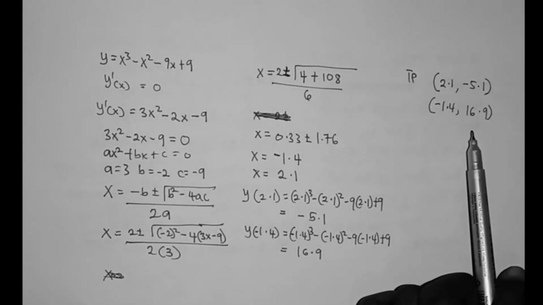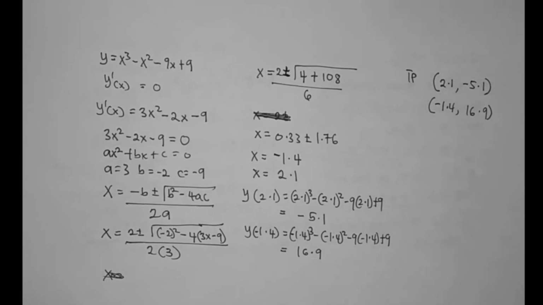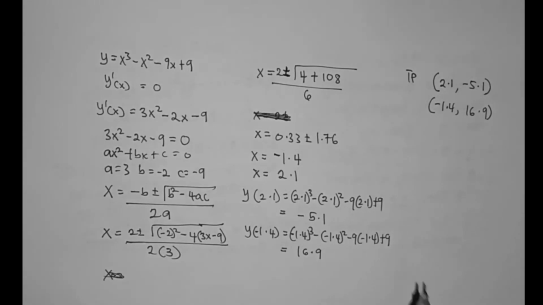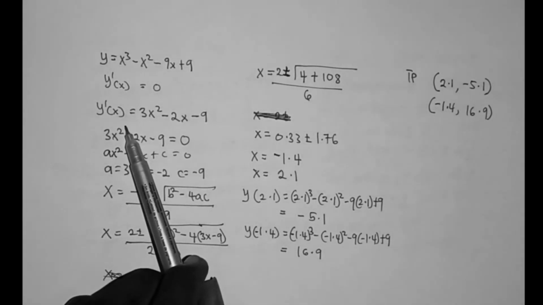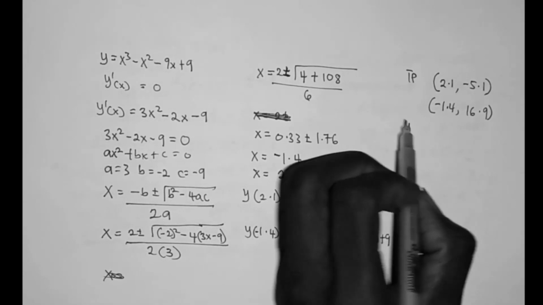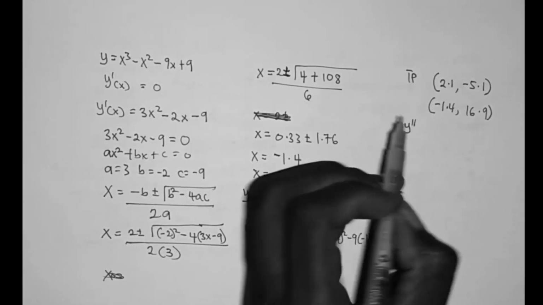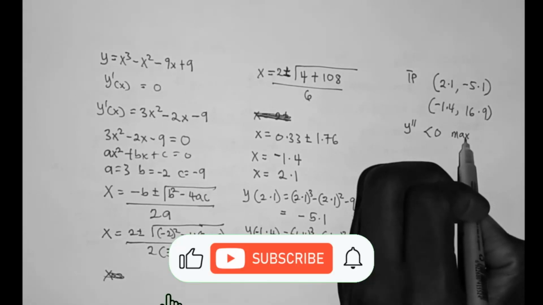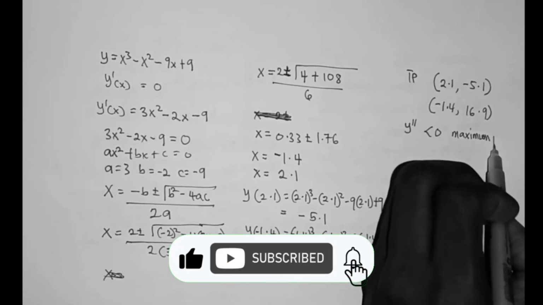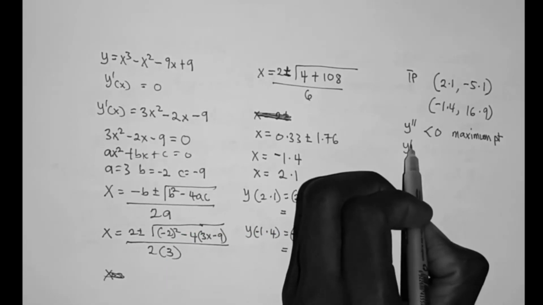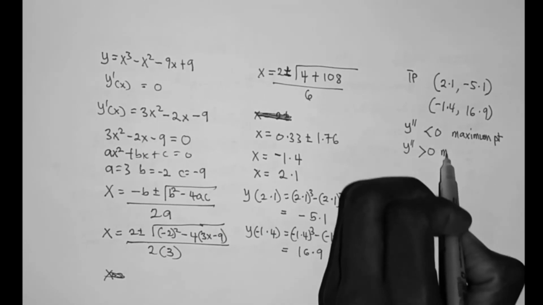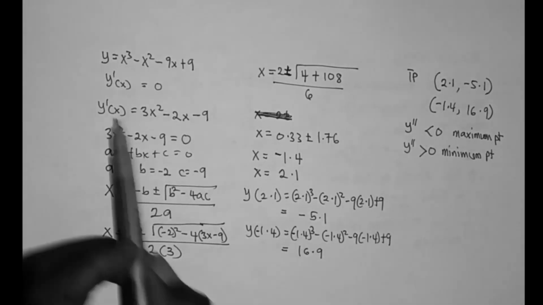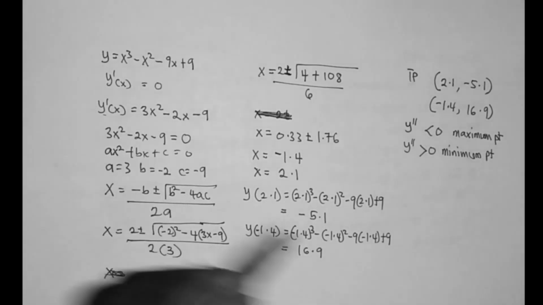So the question says we should distinguish between those 2 points. We can only distinguish between these 2 points by finding the second derivative, which is y prime prime. And we know that if y prime prime, the second derivative, is less than 0, we have a maximum point. And if the second derivative, y prime prime, is greater than 0, then we have a minimum point at that point.